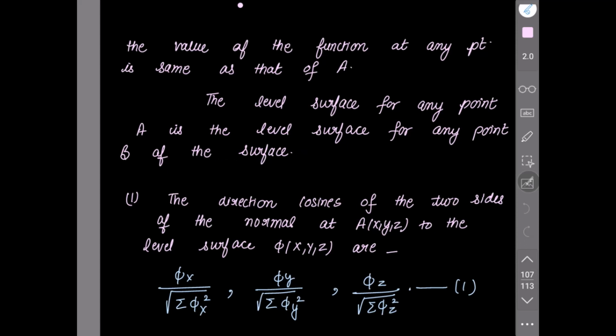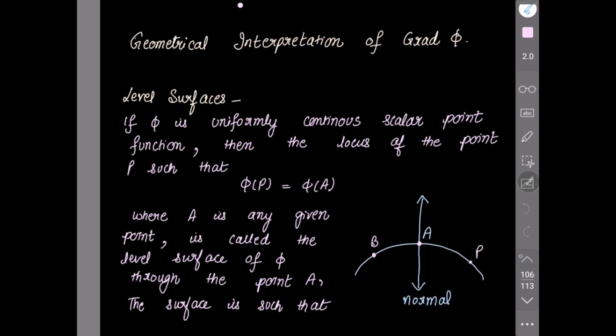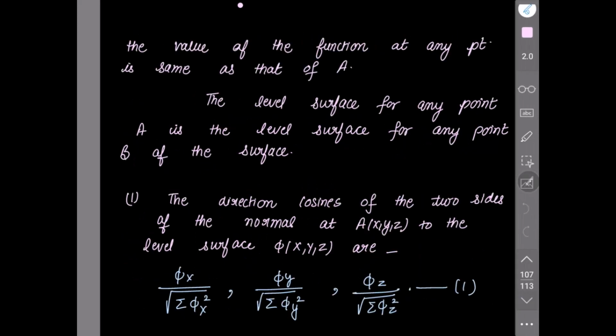So from here we get some points. The direction cosines of the two sides of the normal at point A to the level surface phi. Now this is your level surface, this curved one, and this is your normal, drawn perpendicular to this level surface at the point A, having coordinates x, y, z. Now we have to calculate the direction cosines for this normal.